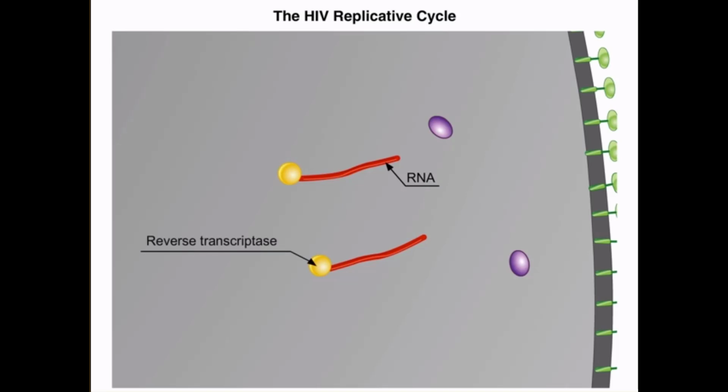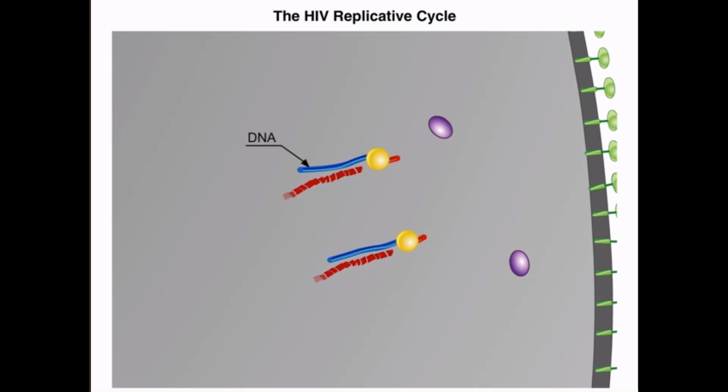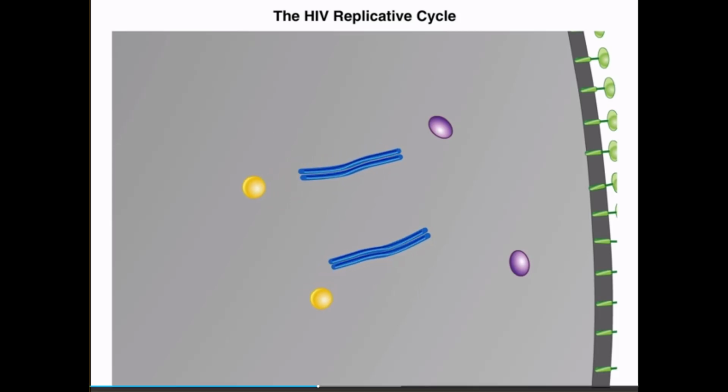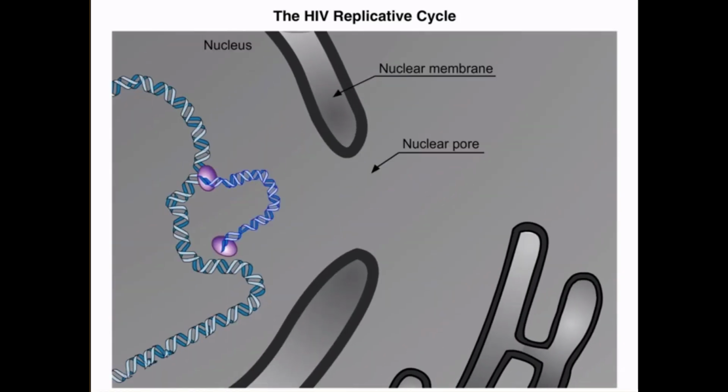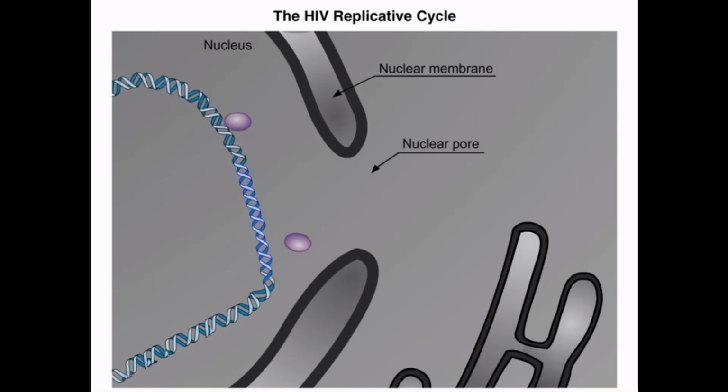Reverse transcriptase also has two other enzymatic activities. With an RNase activity, it degrades the RNA. With a DNA polymerase activity, it makes a second strand of DNA. The resulting double-stranded DNA is transported into the cell nucleus through the nuclear pores and is inserted into the host's chromosomal DNA with the help of integrase. The viral DNA, now called a provirus, is about 10,000 base pairs long.